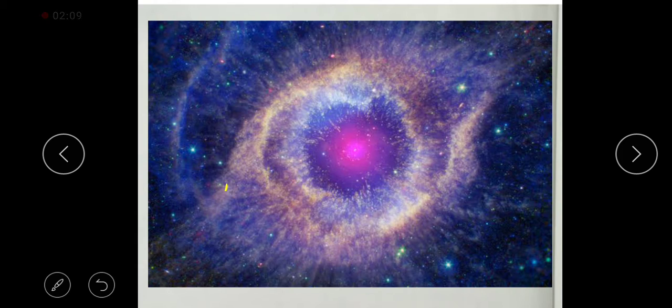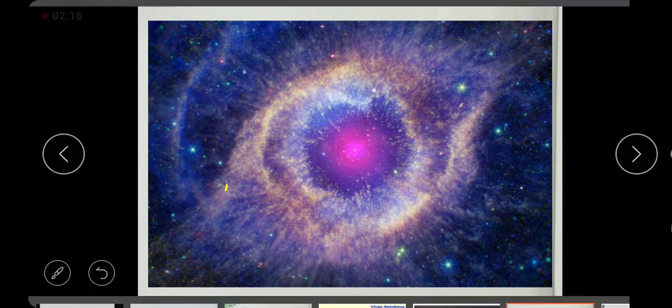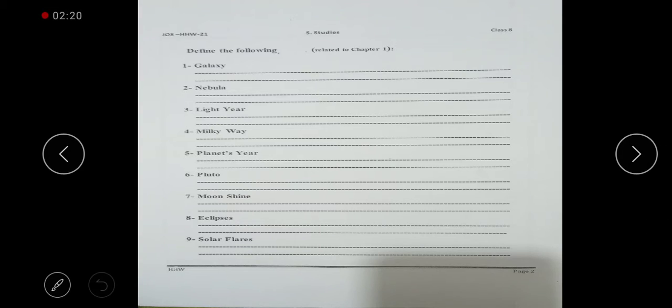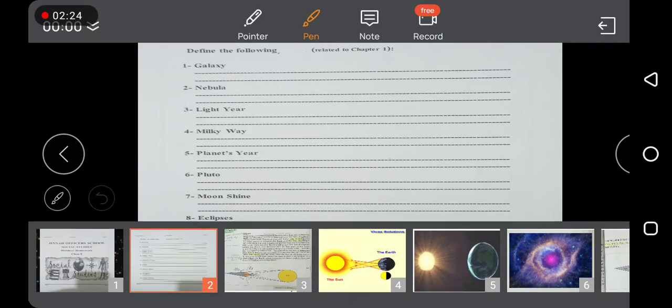So come to the third definition, that is about the light year. Then what is a light year? So you can find the definition of light year on page number 1. That is the first paragraph of page number 1. That light year is the distance that light takes to travel in 1 year.